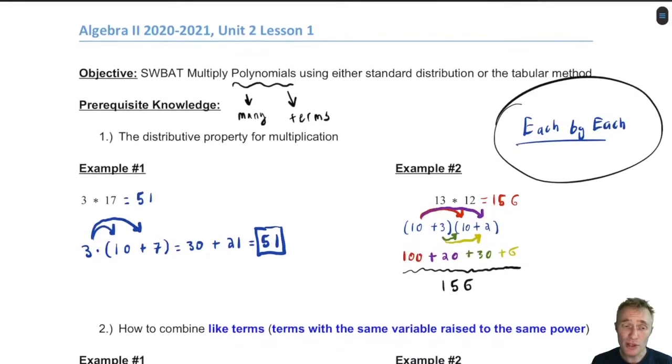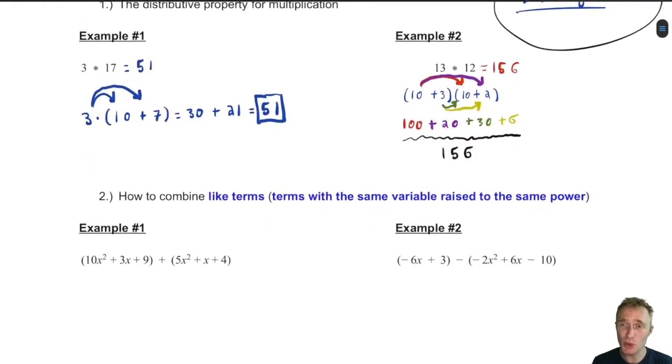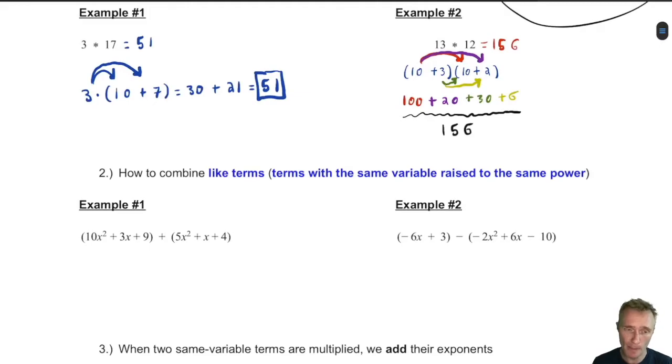Now, when we do this with polynomials, we're going to wind up with lots of expressions, and sometimes we're going to have to combine them. Just a quick reminder, like terms. We can combine like terms. If you have 10x squared and I have 5x squared, when we add them, all we're asking is how many do we have together? We're just counting. How many x squareds are there? Oh, there's 15. There's 15 x squareds.